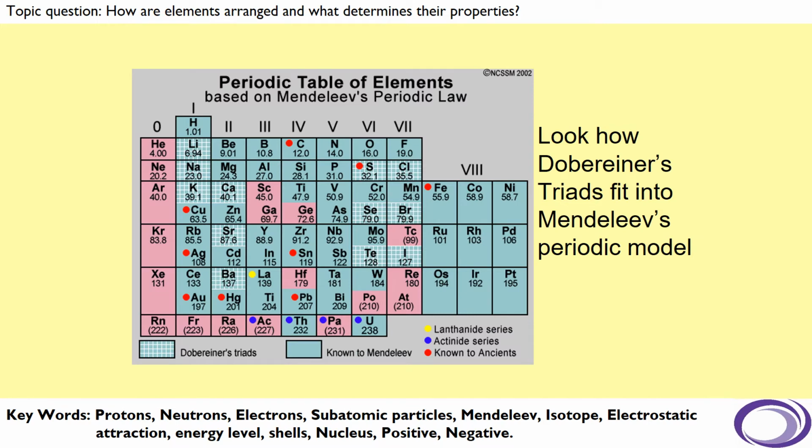Now, if you look at Mendeleev's periodic table matched up to Dobereiner's triads, you can see that the triads did end up in the same column. So he did have some crossover between those two early periodic tables. And the little squares with the white hatching, they were Dobereiner's triads, if you can't quite see that on your screen.